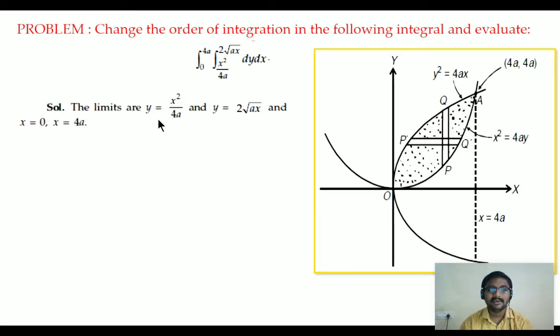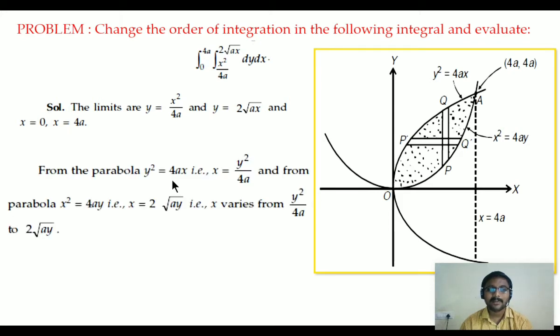The limits are y equal to x square by 4a and y equal to 2 root ax, and x equal to 0 and x equal to 4a. From the parabola y square equal to 4ax, that is x equal to y square by 4a, and from the parabola x square equal to 4ay, that is x equal to 2 root ay, that is, x varies from y square by 4a to 2 root ay.